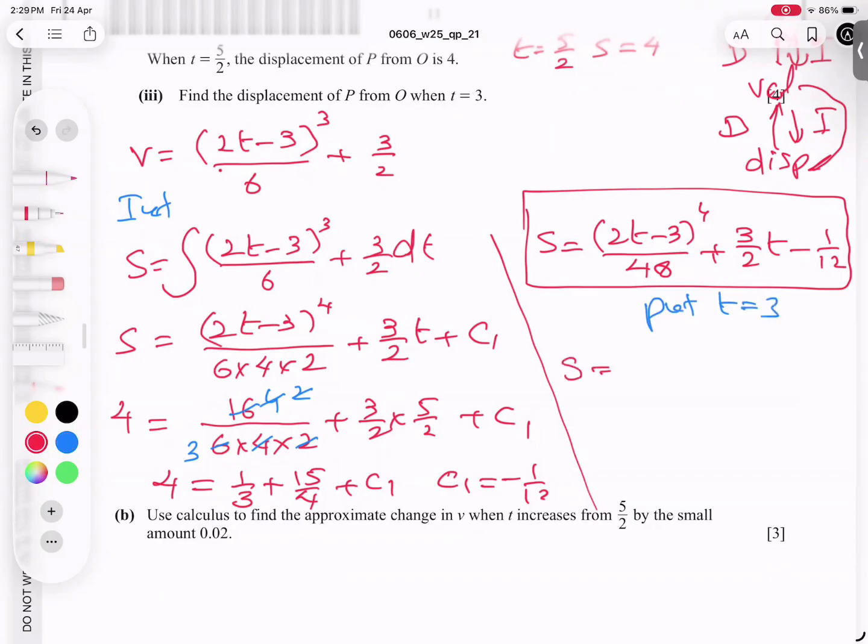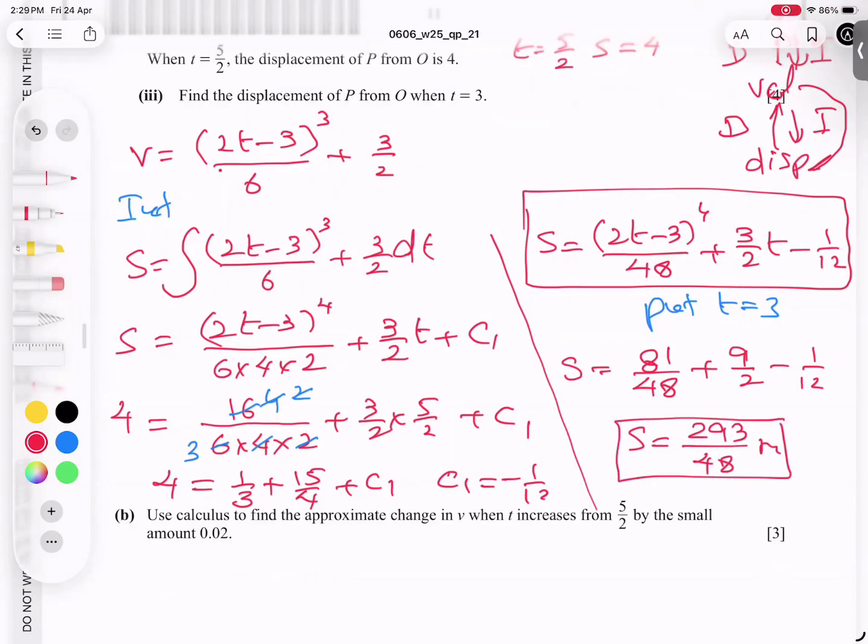When I plug in this 3 here, 3 2s are 6, 6 minus 3 gives 3. 3 to the power 4 is 81. When I plug in 3 in the other term, I'm getting 3 3s are 9, 9 by 2, and minus 1 by 12. When we type in the calculator, 81 divided by 48 plus 9 divided by 2 minus 1 over 12. So the answer is coming in fraction form, 293 over 48 meters. I think the point is very clear. We can write decimal also, no problem, 6.1 meters.